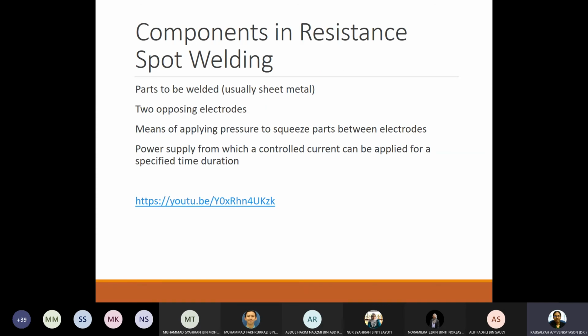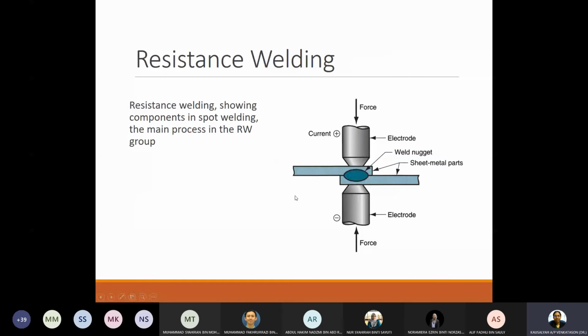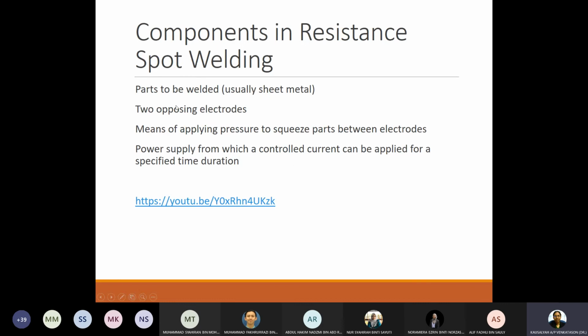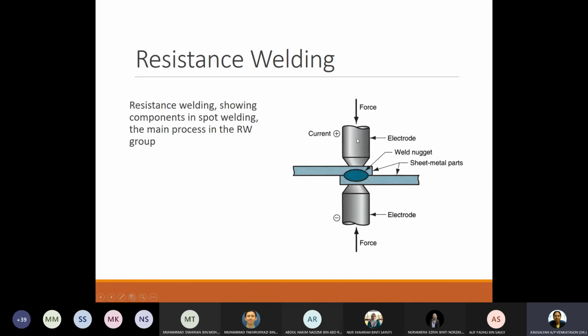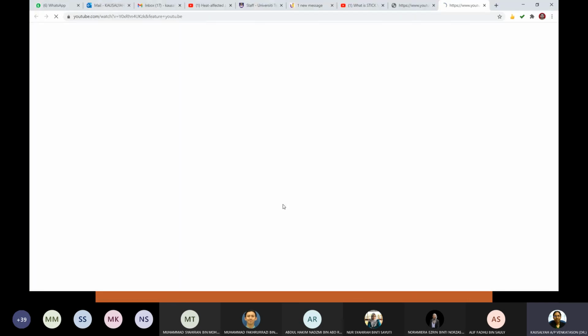Okay, I'll skip this video and I'll go straight to resistance spot welding. So here are the components in resistance spot welding. The parts to be welded are usually sheet metal, and we have two opposing electrodes to create the coalescence. The means of applying pressure to squeeze the parts between the electrodes must also be there, and a power supply from which a controlled current can be applied for a specific duration of time.